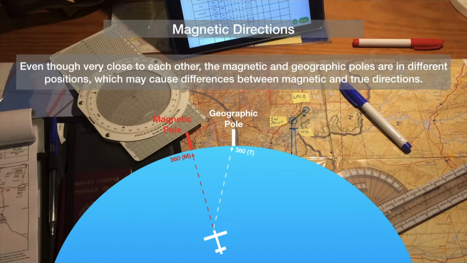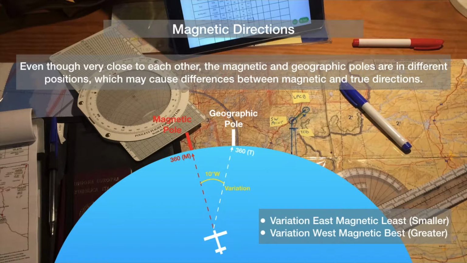This difference is called variation, and it varies from place to place. Magnetic variation is expressed in degrees, either easterly or westerly, depending on whether the magnetic pole is to the east or to the west of the geographic one. And it is used to convert from magnetic directions to true directions and vice versa. As a rule, if the magnetic variation is easterly, the magnetic will be least. The magnetic direction will be smaller than the true one. If the variation is west, the magnetic will be best. The magnetic direction will be greater than the true one.